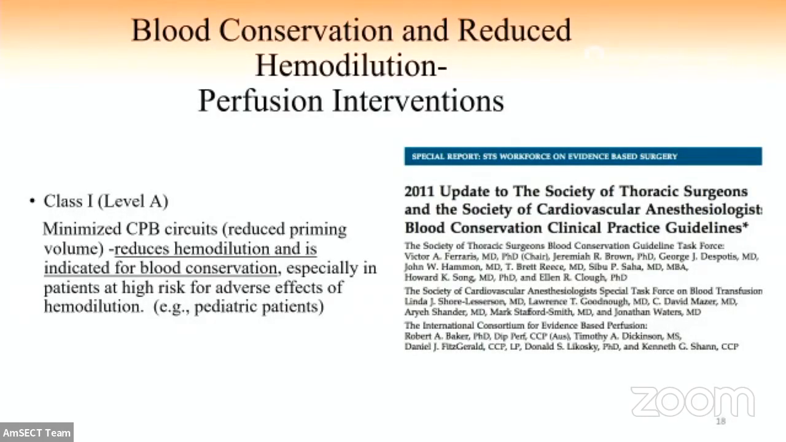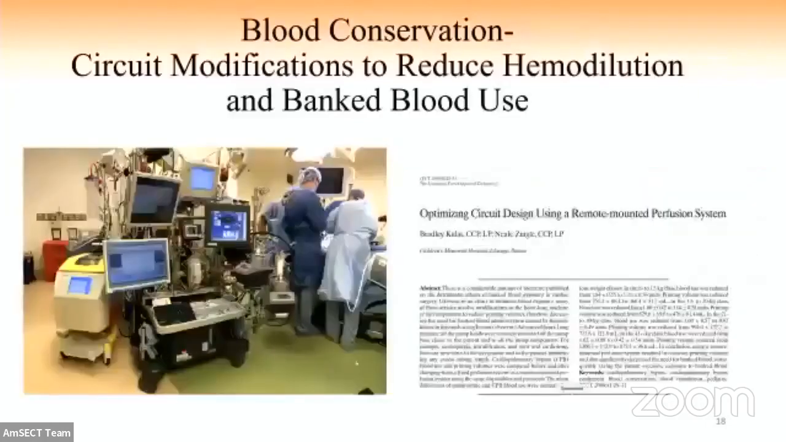So how do we reduce our hemodilution and dependence on bank blood? Well, the STS et al. came up with some great articles throughout the years on how to really manage hemodilution and blood conservation. And one class 1 level A recommendation from this consortium was miniaturizing your circuits. And that's one thing that everybody in this room is probably going towards or is really making strides to do.